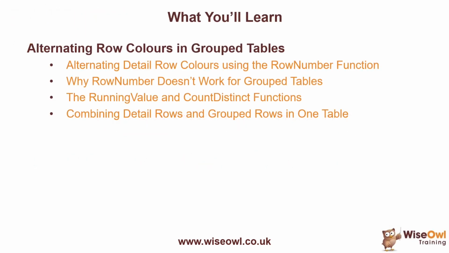We'll start with a quick reminder of how to calculate alternating row colours for detail rows in a table using the RowNumber function. Then we'll explain why that technique doesn't work for grouped tables and show you the solution using a combination of the RunningValue and CountDistinct functions. The final part of the video shows you how to combine detail rows and grouped rows into a single table, calculating different alternating row colours for each group. So let's get started.